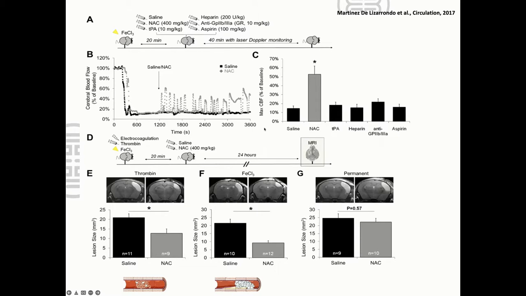And we clearly demonstrated in this model, looking at the cerebral blood flow and lesion volumes, that N-acetylcysteine is highly beneficial, promoting clot lysis and recanalization and reperfusion of the tissue, leading to reduced lesion volume when used alone in a condition in which TPA or heparin or antibody targeting platelet GPIIb/IIIa or aspirin do not work.